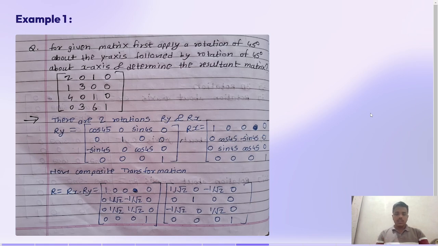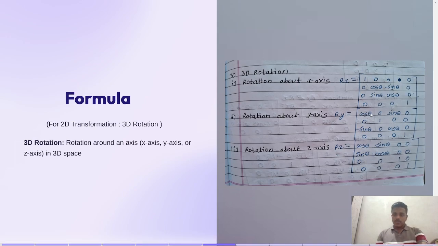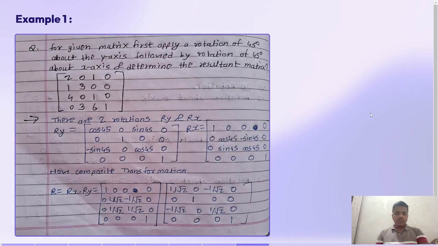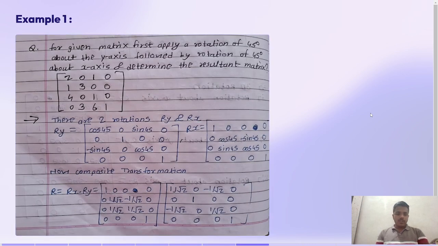First of all, we use this formula, rotation about the y-axis: cos theta 0 sin theta 0, 0 1 0 0, minus sin theta 0 cos theta 0, 0 0 0 1. The theta value is given as 45 degrees. Put the value in and get the answer. So now we get Ry and Rx by putting in the 45-degree angle. Now for the composite transformation, we need to take the product of Rx and Ry.